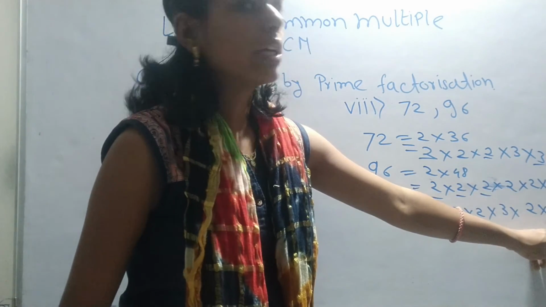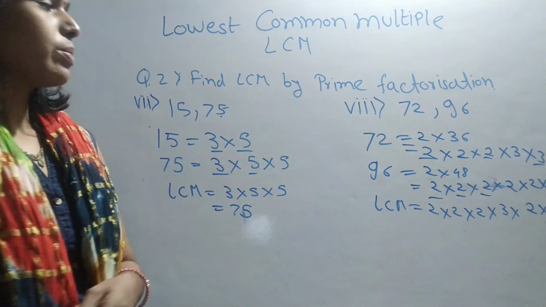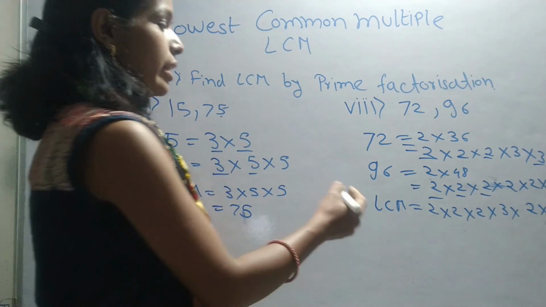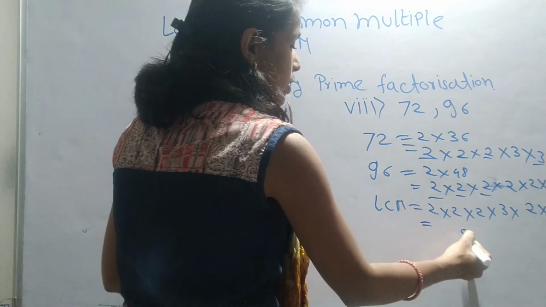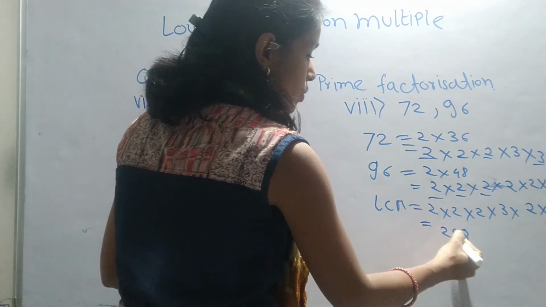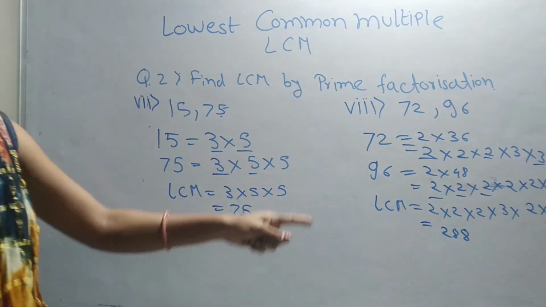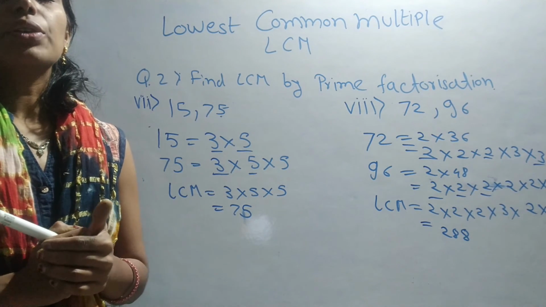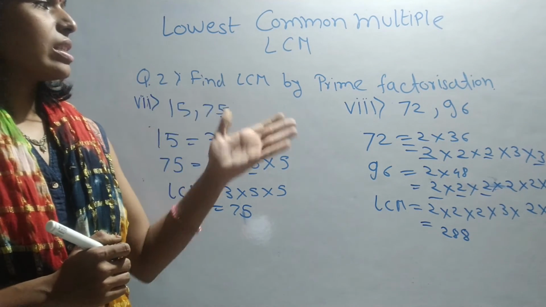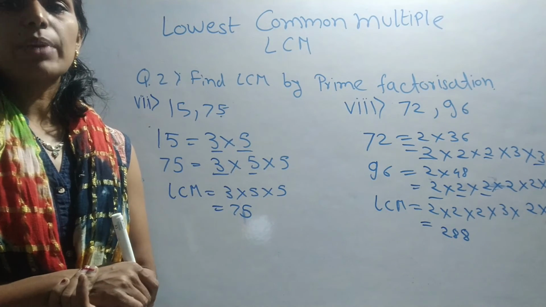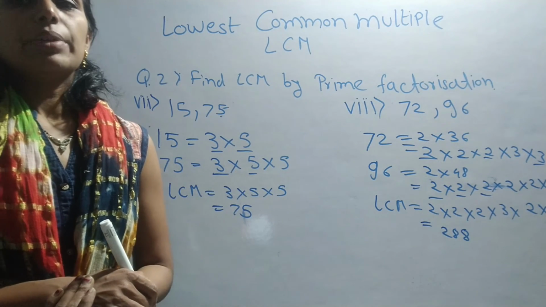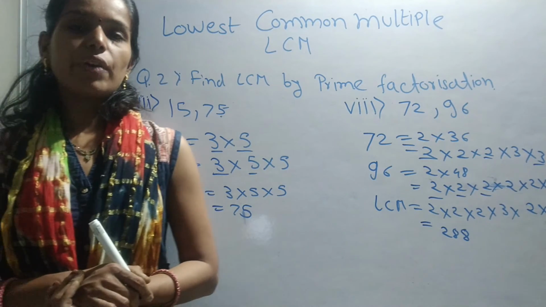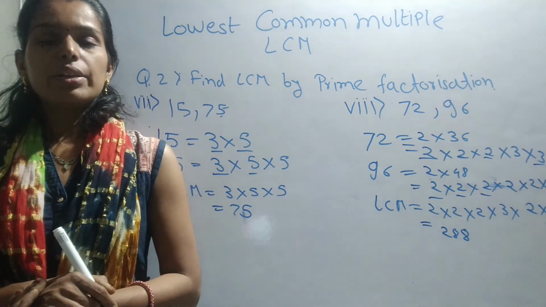And if you multiply 96 by 3, you will get the LCM of 72 and 96. So 96 into 3 is equal to 288. So 288 is the LCM of 72 and 96. In this way, you can find the LCM of any two numbers by using the prime factorization method. Now, the second method of finding the LCM is the division method.